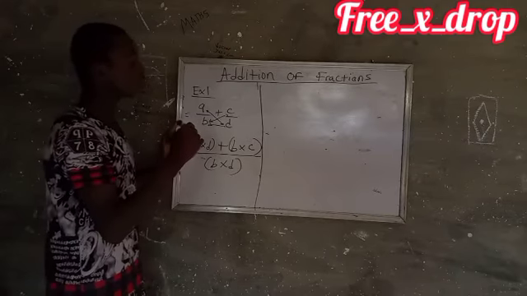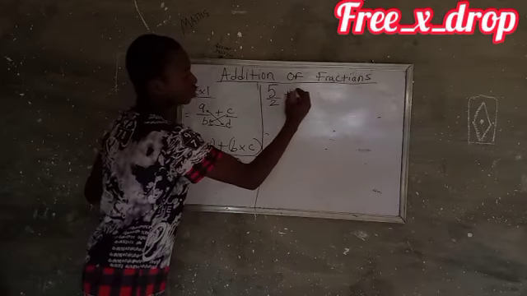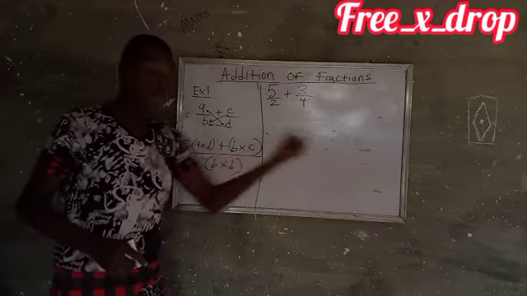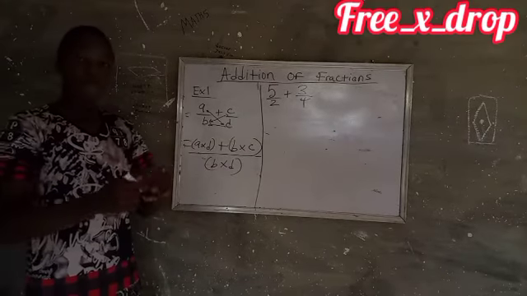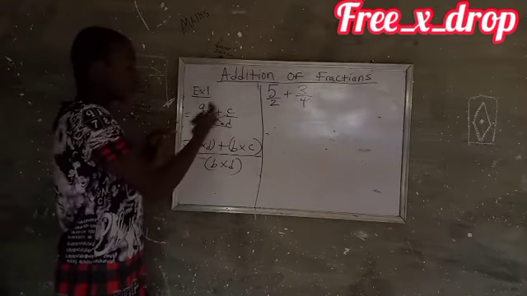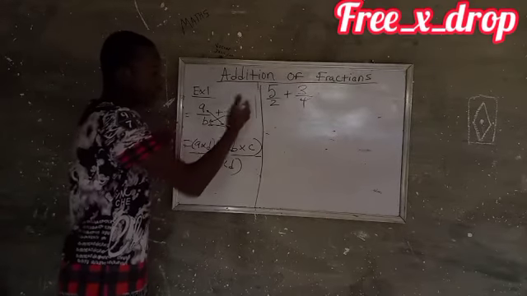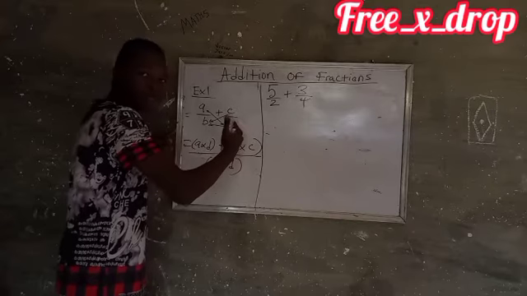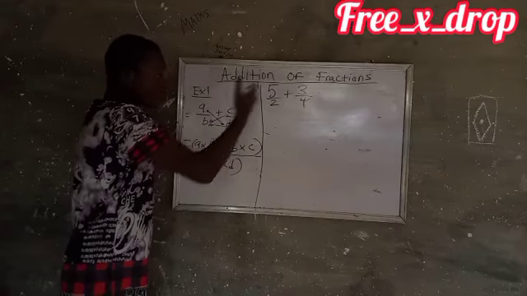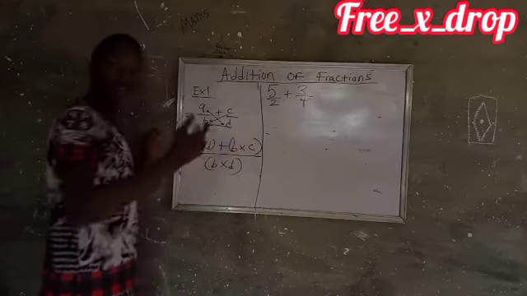So the question we solved just now was 5 over 2 plus 3 over 4. We're going to be solving it with this formula now. If you compare this with the formula, 5 is our A, 2 is our B, 3 is our C, and 4 is our D. So we simply follow the formula.